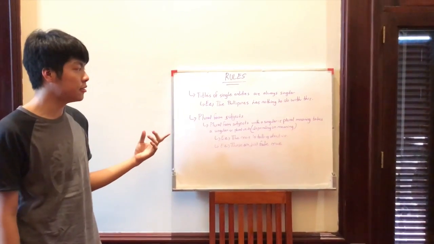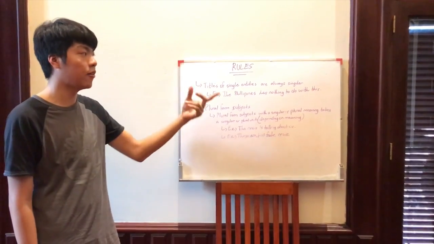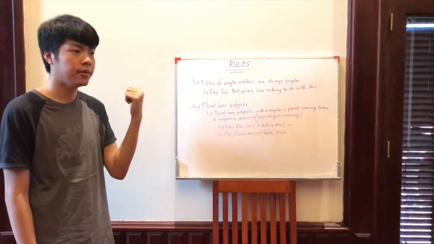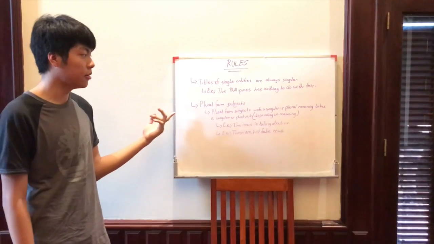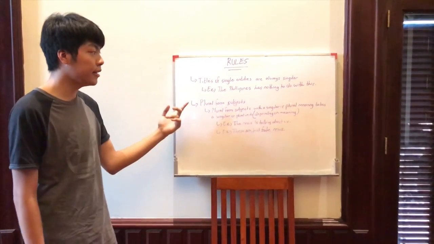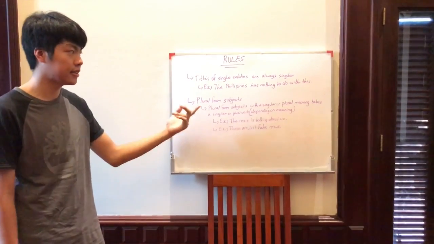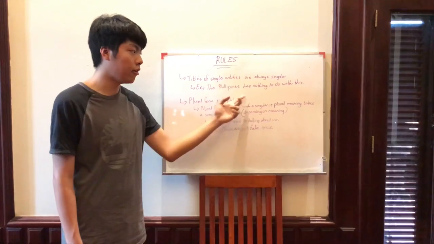Let us continue to our next rule, which is titles of single entities are always singular. Titles of single entities are countries, organizations, or books. Let us look at the example. The Philippines has nothing to do with this. So the Philippines is the subject, and it takes the singular form.